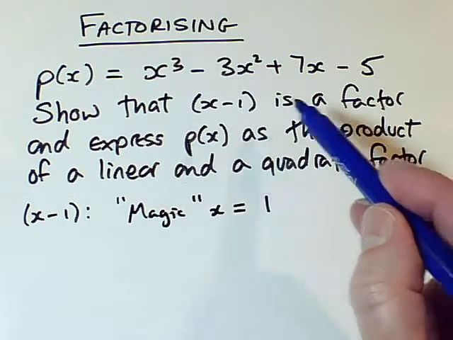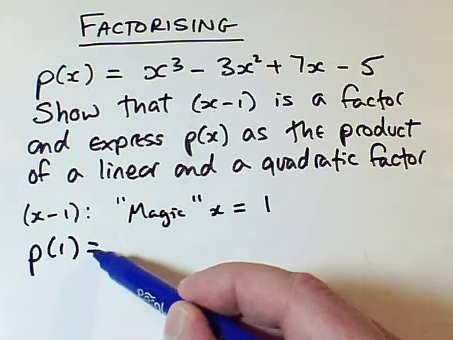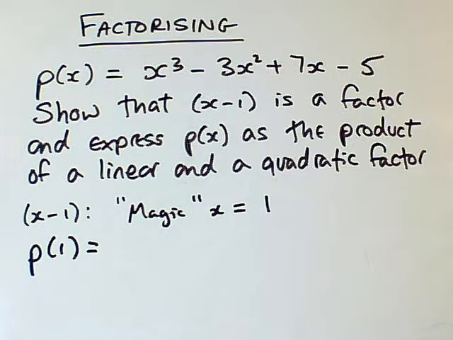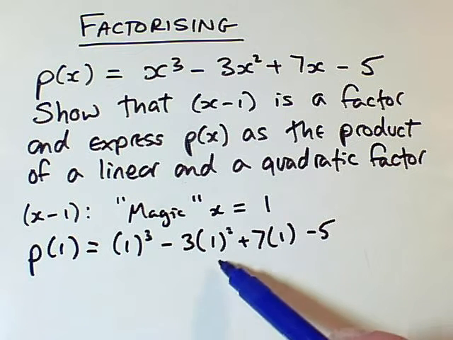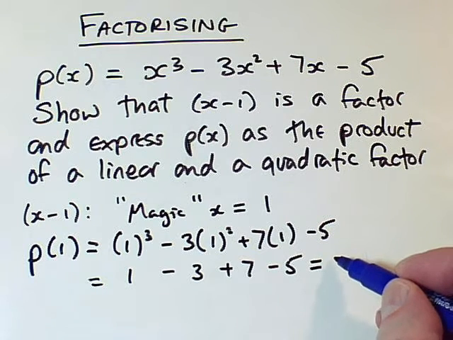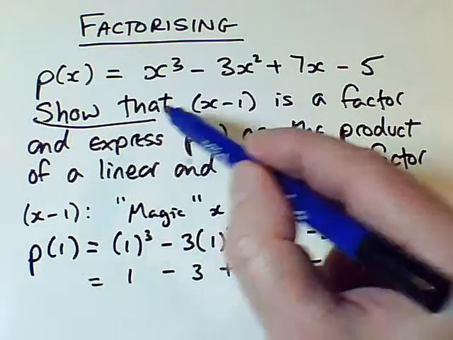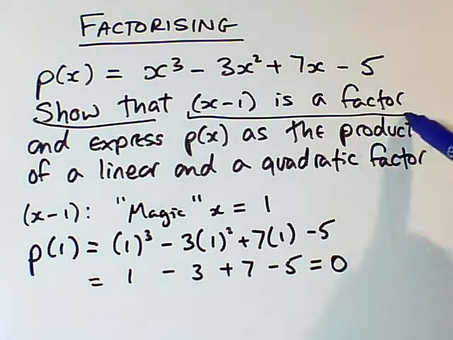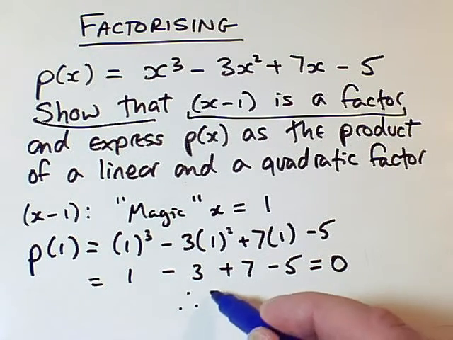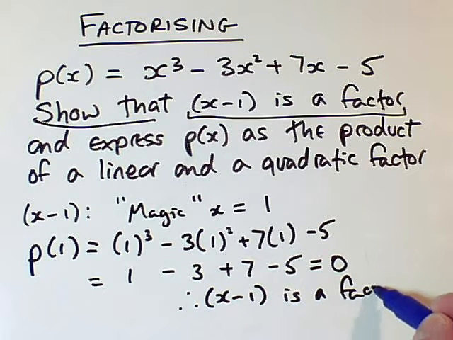And to show that this is a factor, I've got to show that when I do p of 1, I get, well, we put 1s in instead of the x's, and all of these things are 1s, so this is an easy calculation, and lo and behold I get the answer 0. But it's a show that question, so I need to end up by actually drawing this conclusion. So I need to say x minus 1 is a factor.